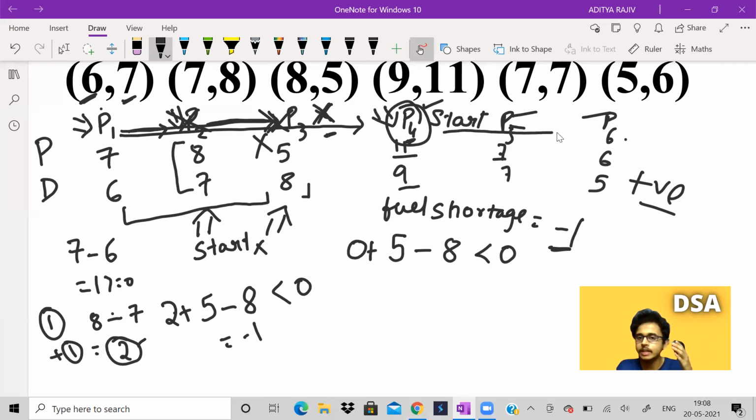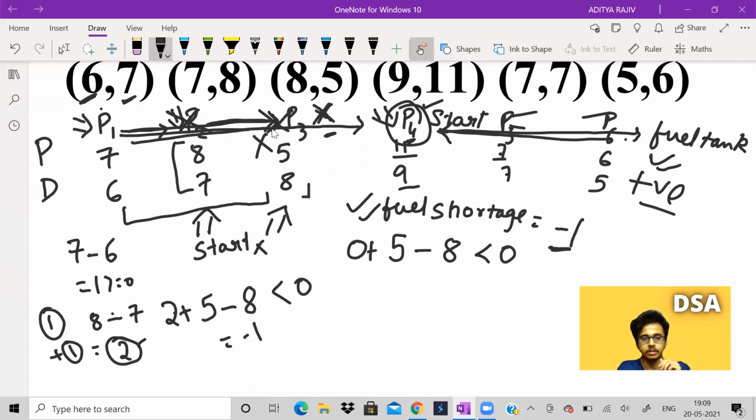And obviously I will calculate this remaining. This remaining will anyway be there in my fuel tank only, right? I don't have to worry about that. So ultimately what I should check, I need two variables, fuel tank and fuel shortage. And if fuel tank plus fuel shortage is greater than or equal to 0, that means I can take a complete tour.